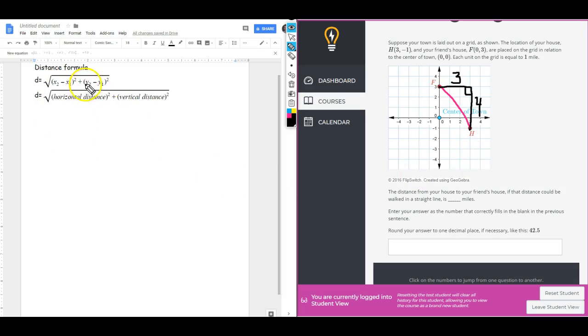I wouldn't even have to memorize the distance formula if I could just remember the Pythagorean theorem, that is a squared plus b squared equals c squared. The distance formula is just one more step because when you're finding the distance of something, you're always going to be looking for the value of c, which is the hypotenuse.